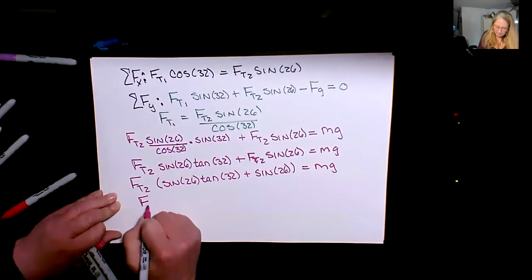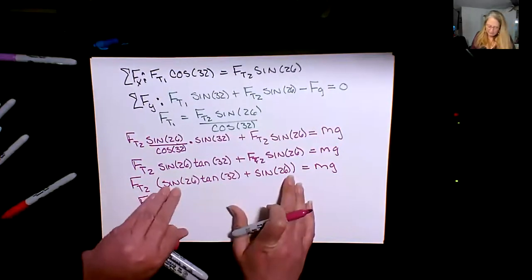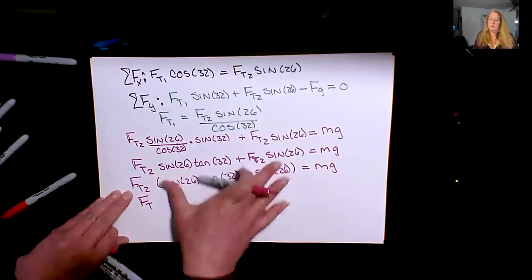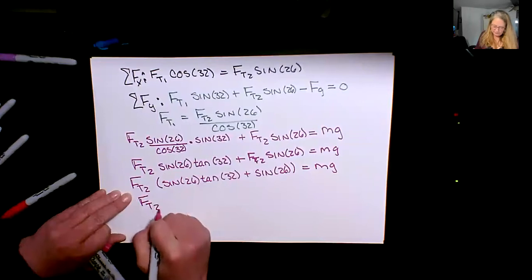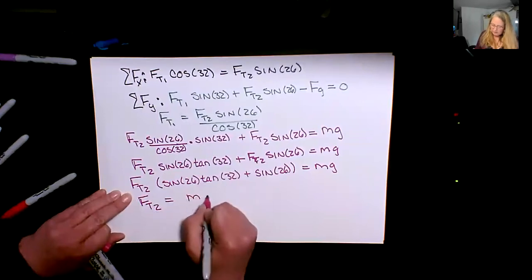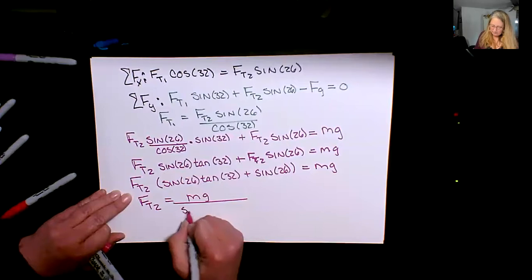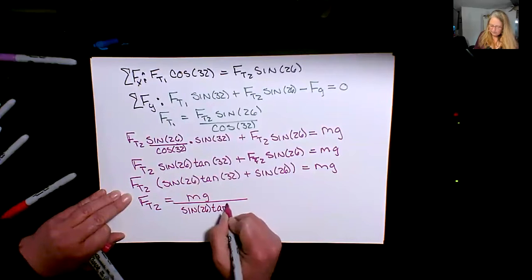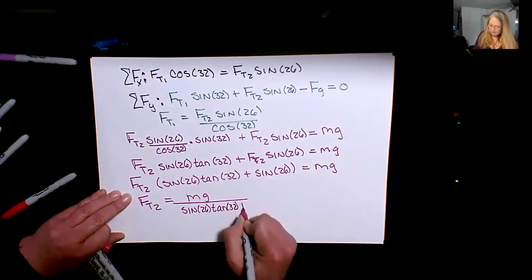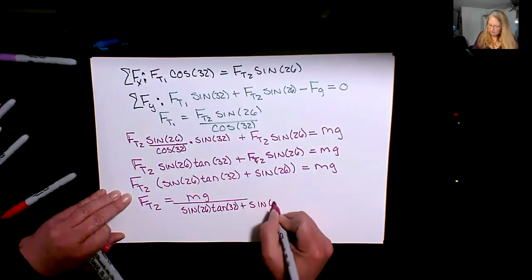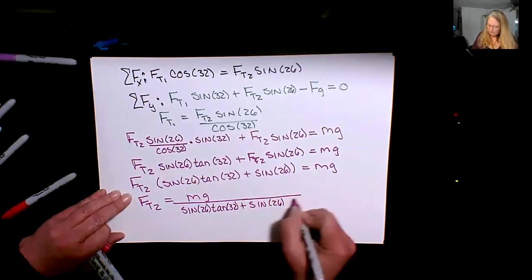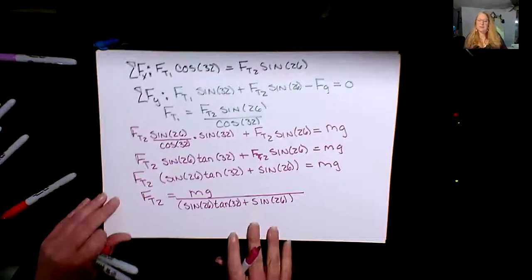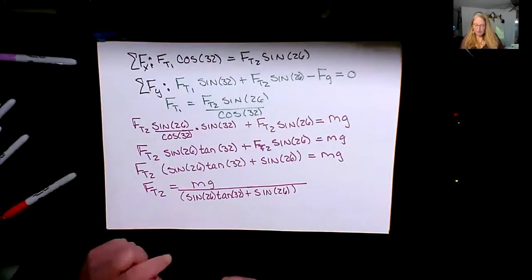So now, last step, this thing here is like x times y. I can divide by x. So I'm going to divide all of this over to the other side. I get force of tension 2 equals mg divided by sine of 26 tan of 32 plus sine of 26. Cool. That's it. So that would give me force of tension 2.